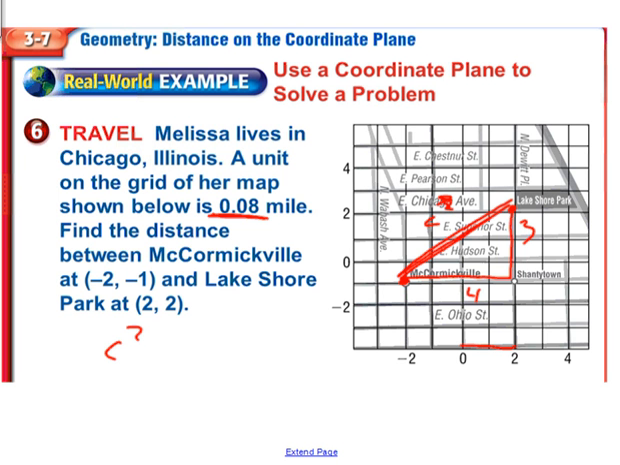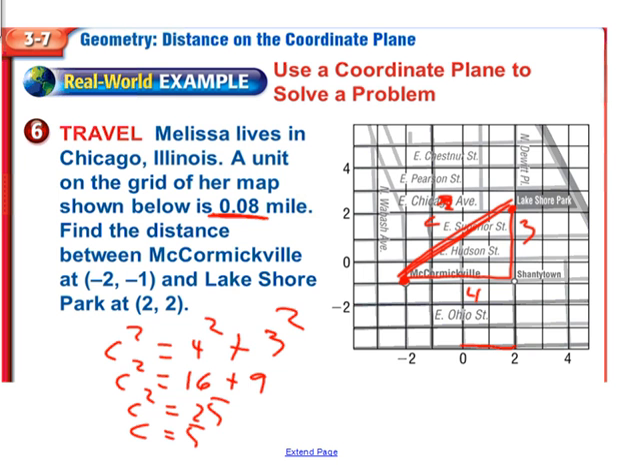So C squared is equal to 4 squared plus 3 squared. C squared is equal to 16 plus 9. C squared is equal to 25. Normally I'd use a calculator, but I happen to know that the square root of 25 is 5. So this is 5 units. C is equal to 5 units.